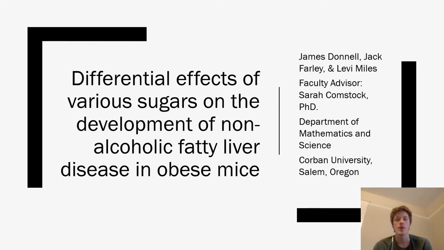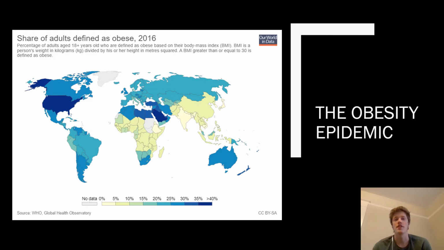So as you can see from the title of our presentation, we did our research on the differential effects of various sugars on the development of non-alcoholic fatty liver disease in obese mice. So why did we choose to do our research on this topic?